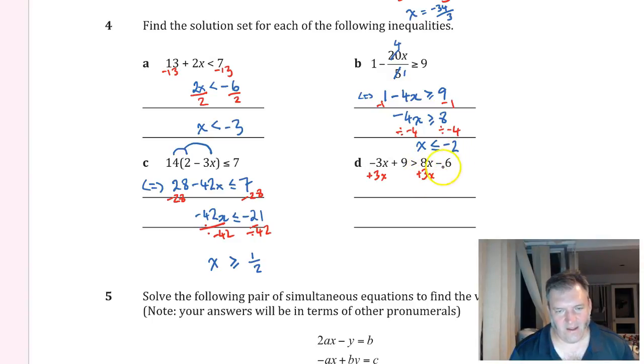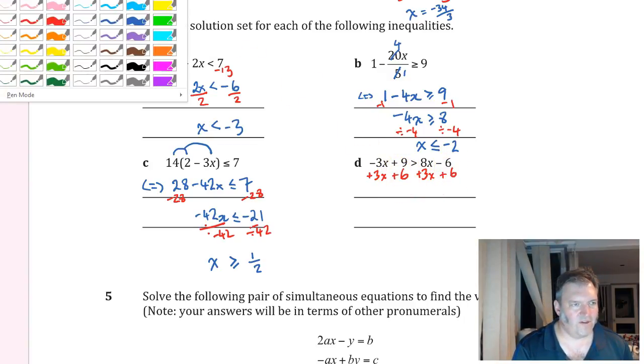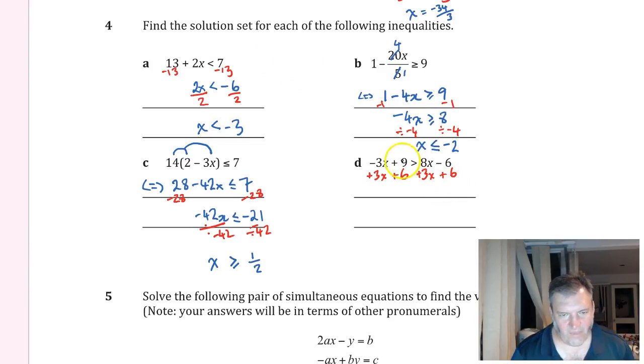If I'm going to do that, I want to get rid of that negative 6. So I'm going to add 6 to each side. What does that turn my equation into? 9 and 6, 15 is greater than 11x. Oh, now I just divide by 11. That's pretty easy, this one, isn't it?